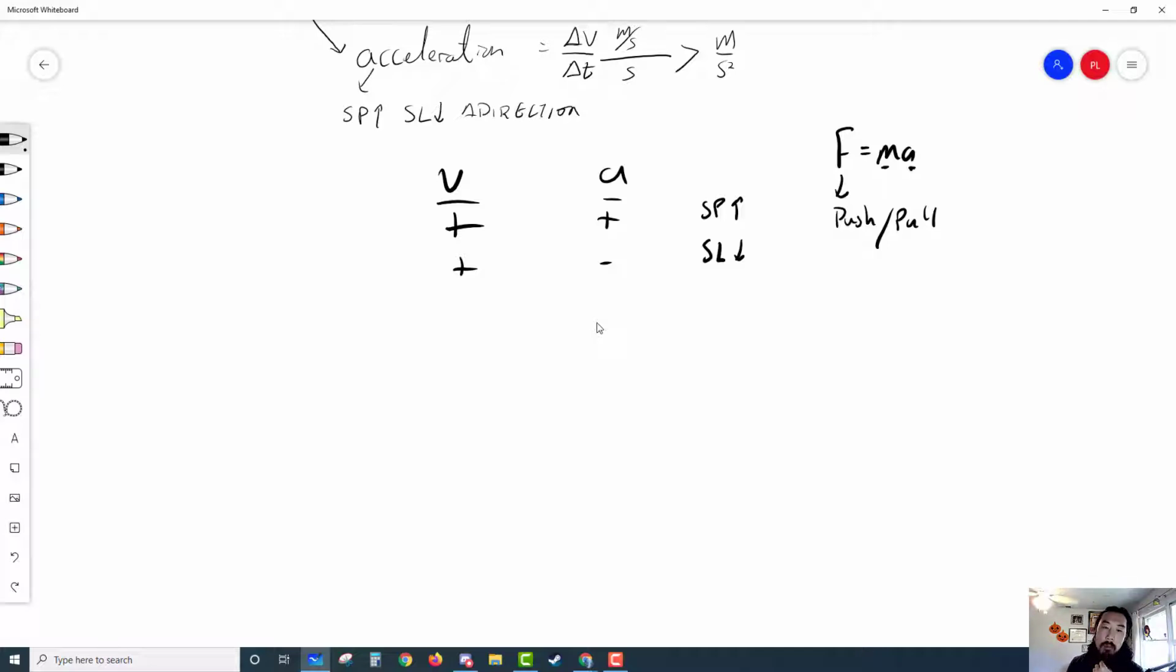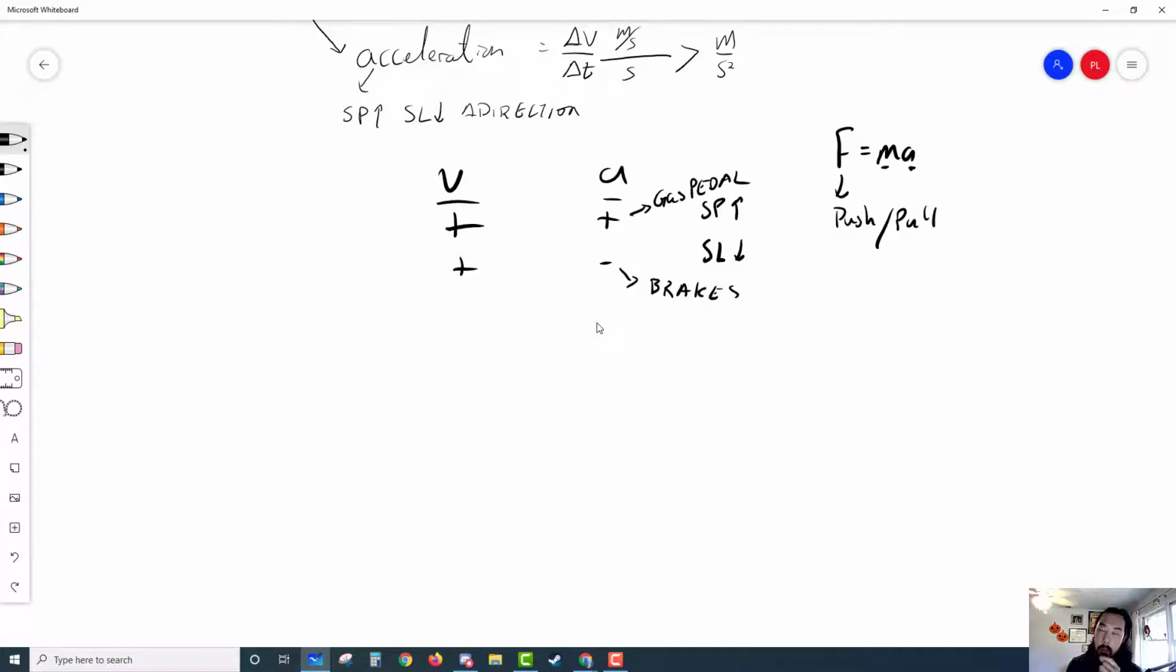Now in the opposite direction, or the flip-flop, we have an object moving to the right, but there's a push in the negative direction, so that will be slowing down. So in terms of the car, we can think about this as the gas pedal, which will help you speed up, and this as the brakes. The brakes will slow us down.